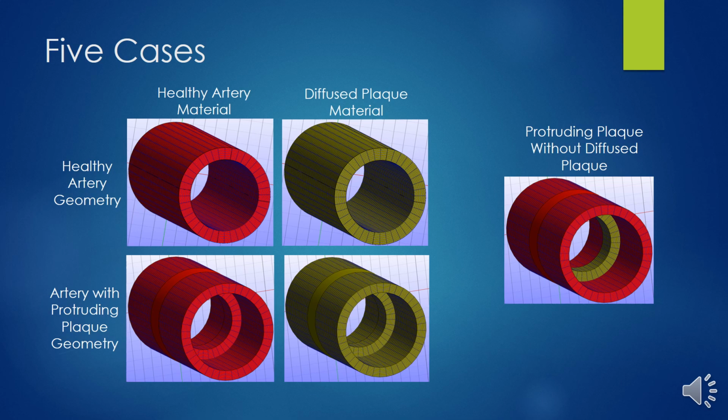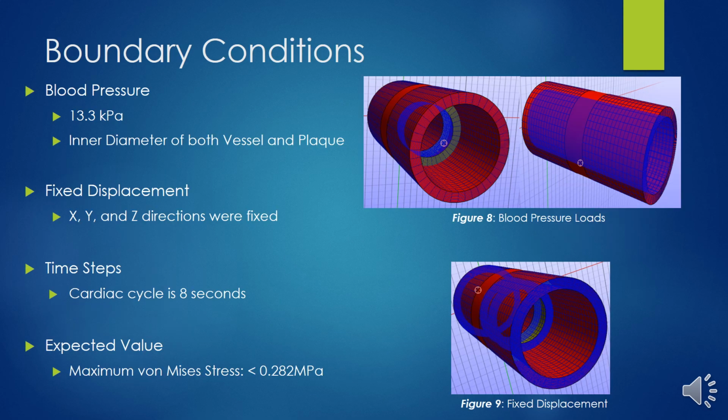I also did a fifth case to model a coronary artery that did not have diffused plaque, but did have protruding plaque, and each object used their respective hyperelasticity and modulus values. Ultimately, my objective for this project is to see how normal blood pressure affects stress on the inner walls of each of these cases. Normal human blood pressure is 13.3 kilopascals, so I applied this value as a load to all of the inner walls, as shown in Figure 8 by the sections highlighted in blue. Many of the papers I referenced earlier used this value for blood pressure.